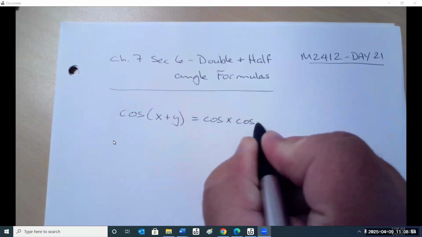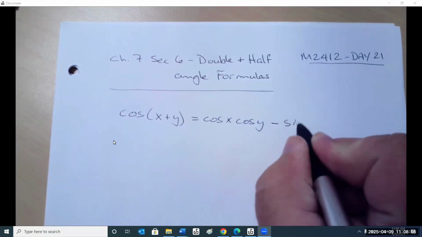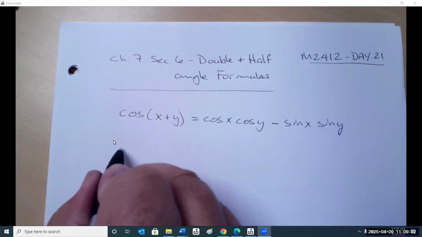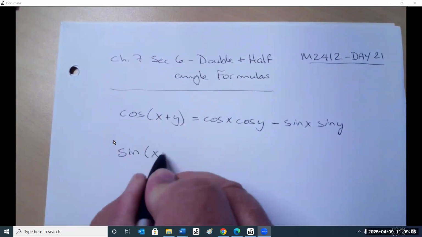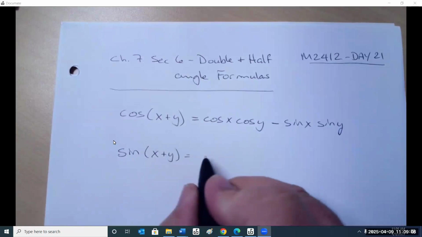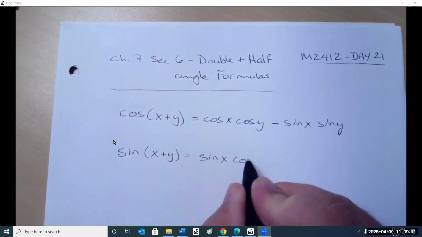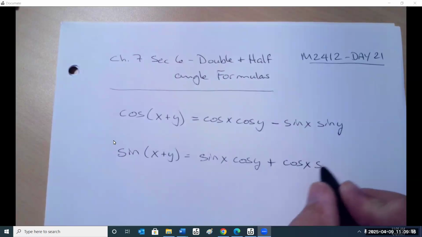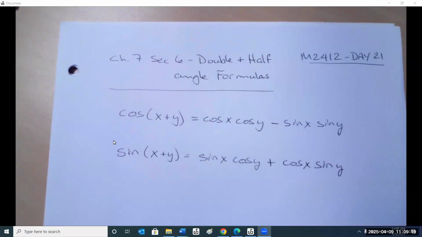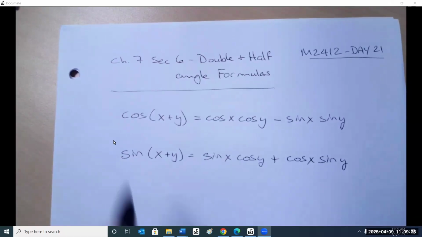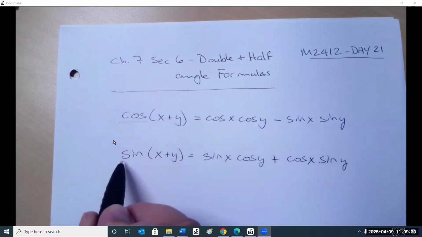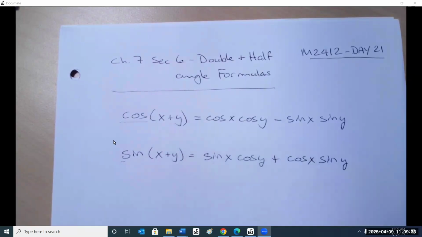Cosine x cosine y minus sine x sine y. And then also with sine x plus y, this is where we ended up last time. It was sine x cosine y, the same sign, cosine x sine y. It's very easy to get it mixed up. The way I remember it is cosine, C for constant, so it's cosine, cosine, sine, sine. S for switching, for sine, it's sine, cosine, cosine, sine.